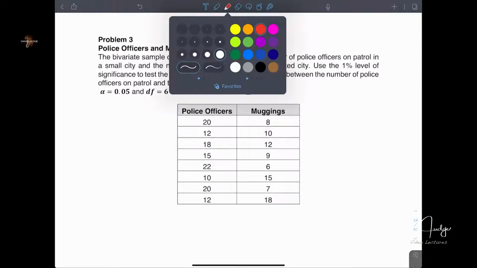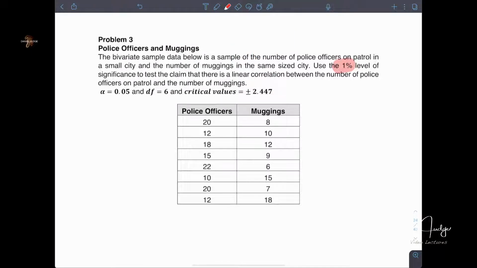There seems to be a typo here. Let's just start from the beginning and read this. It says bivariate sample data below for the number of police officers on patrol in a small city. And then you see the number of muggings in the same city. So this is bivariate data.